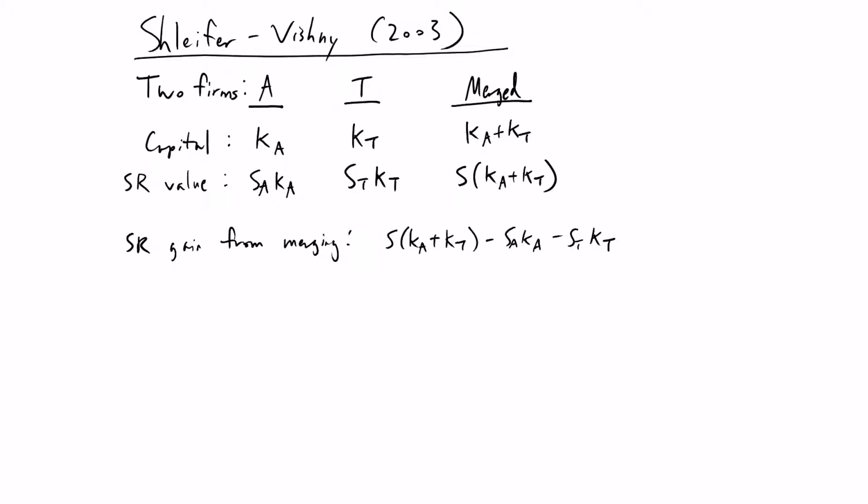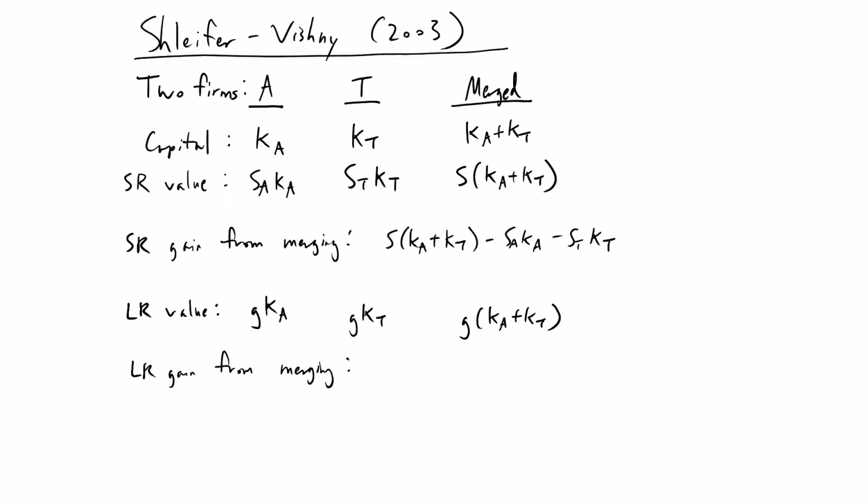In this model, we're going to assume there's actually no gain in the long run, okay? So in the long run, everyone has the same valuation, G K_A, G K_T, and merged it would be G K_A plus K_T. And so the long run gain for merging is zero because the terms cancel out. So the model is set up in a way that it's intentional. It intentionally assumes there's no gain in merging. So any merging happening must be due to reasons other than efficiency.